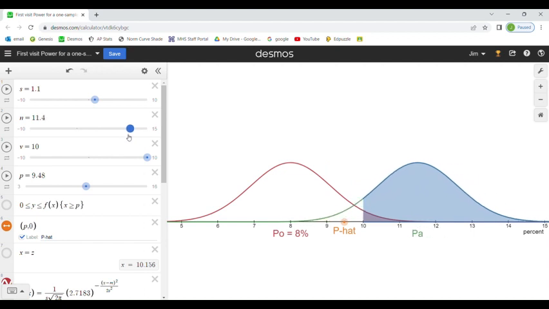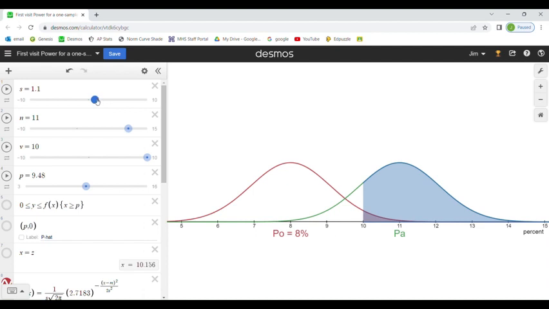Okay. All right, so what kinds of other things are affecting this? Let's move this back. Let's say we're at 12%. Let's do 11. We're at an 11% blemish rate. What kinds of things affect the power, which is that shaded region?